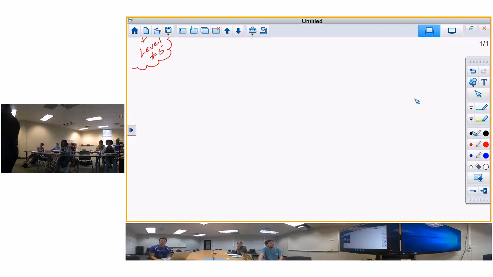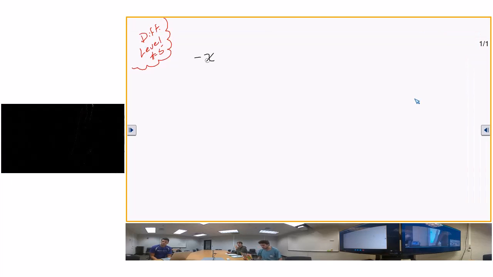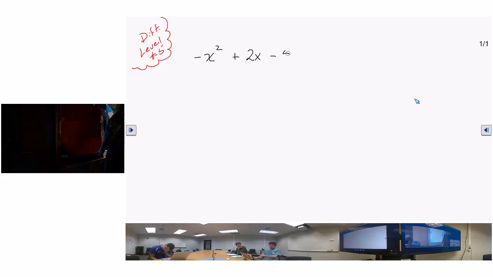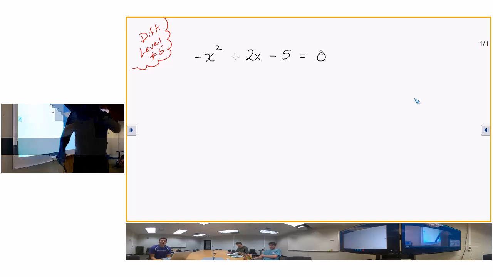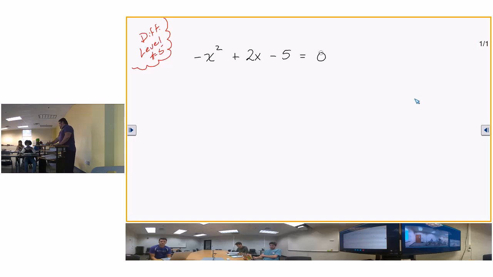I love it. All right, here we go. So negative x squared plus 2x minus 5 is equal to 0. I'm going to be easy with you. So what's different about this parabola? It's opening downward, concave down. So you've got to address that negative before you do anything.